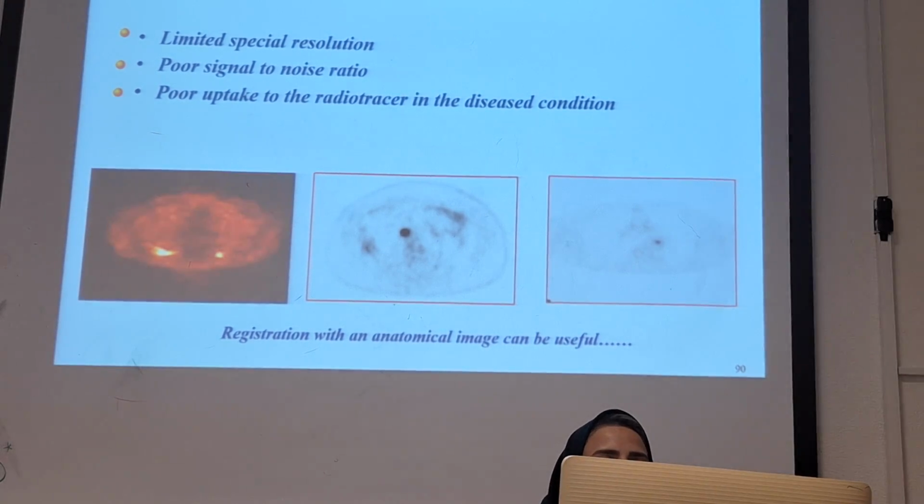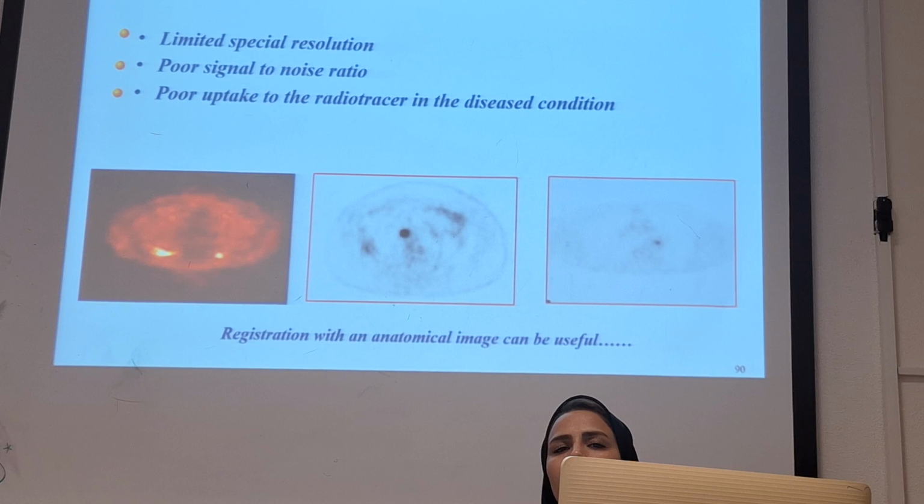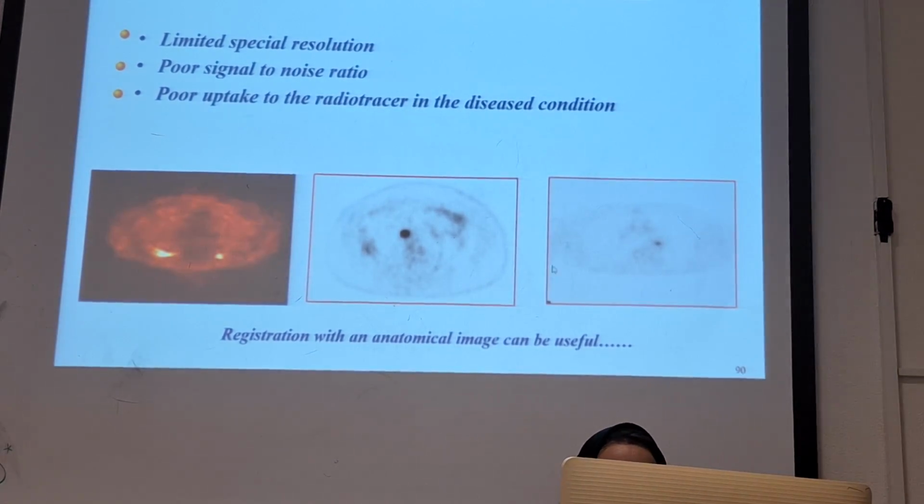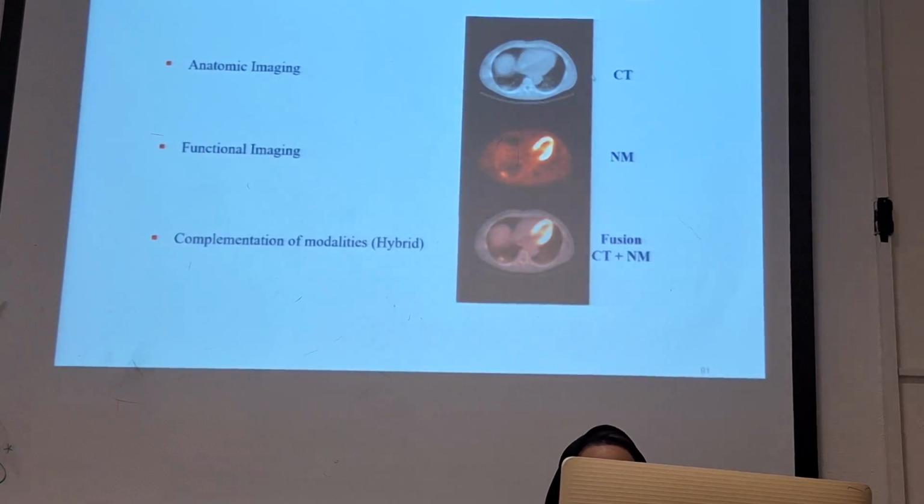I explain this. What is the limitation of functional imaging? We don't have anatomical information. To solve this limitation, we combine the functional with the anatomical. You can see here this is functional imaging, and here again functional imaging, but here this is my CT for anatomical imaging, this is nuclear medicine for functional, and this is the fusion of the CT and nuclear medicine.